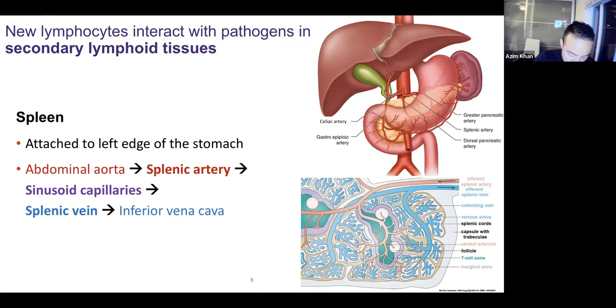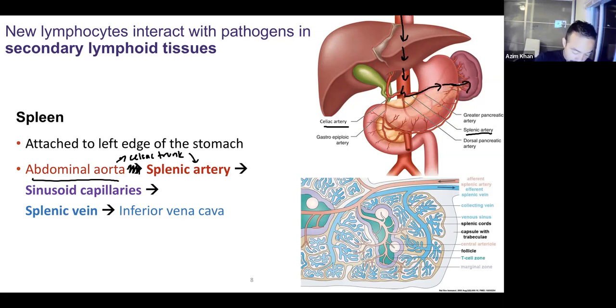It receives blood via the abdominal aorta. So here's the abdominal aorta. Celiac trunk. I forgot celiac trunk here. To the splenic artery. And then you reach the spleen.